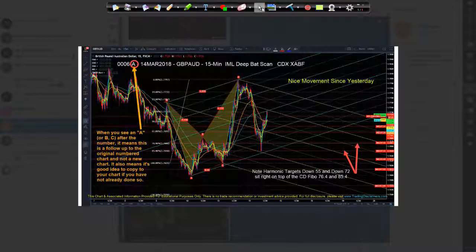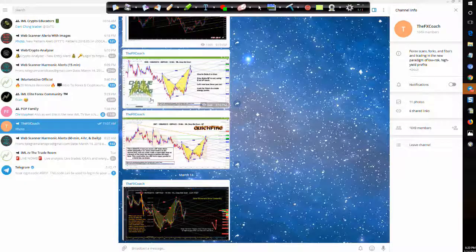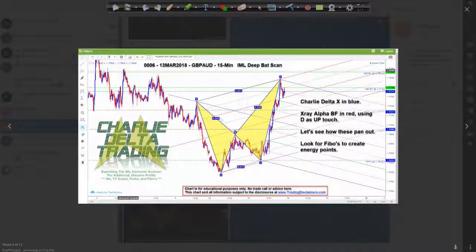So the Telegram channel, very, very high value. Real high value. As you'll notice here, all you get from the IML scanner is the IML scan, which is pretty cool. Nothing wrong with that. But the nice thing is we can put our Charlie Delta forks on it, and again, we're going to get 2 to 3 more trades.